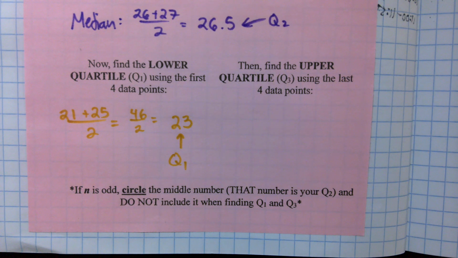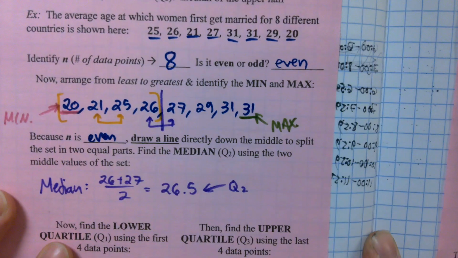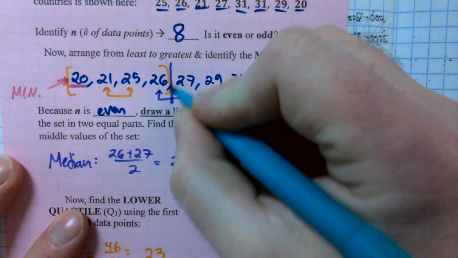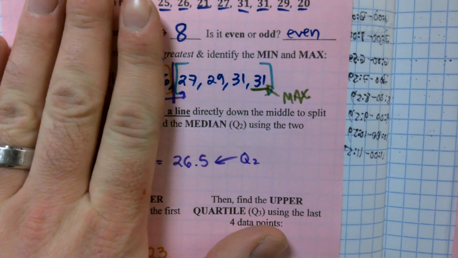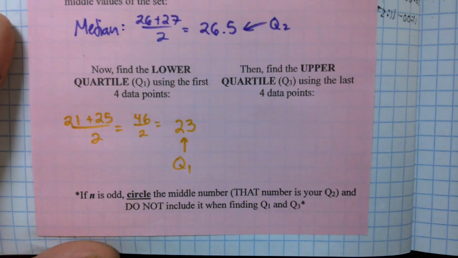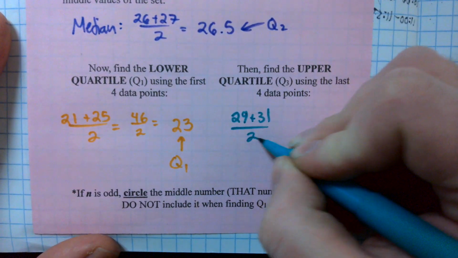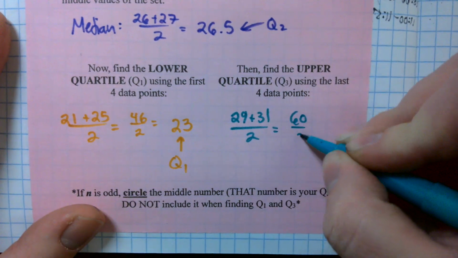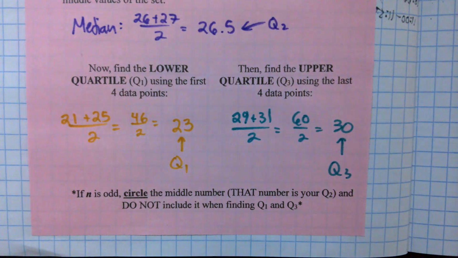Does it sound good so far? Okay, that's my Q1. Now we're going to find the upper quartile. Which values do you think I'm going to look at to find the upper quartile? The right side, 27 through 31. How can I find the median for those 4 numbers? Alex, what can I do now? Add up 29 and 31 because they're the middle number. That's right. I take my 2 middle numbers and I find the mean. 29 plus 31 over 2 equals 60 over 2, which is 30. That is my Q3.